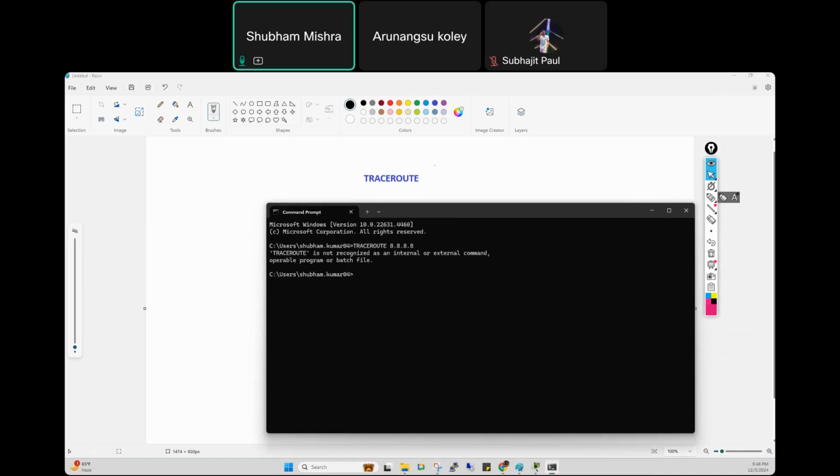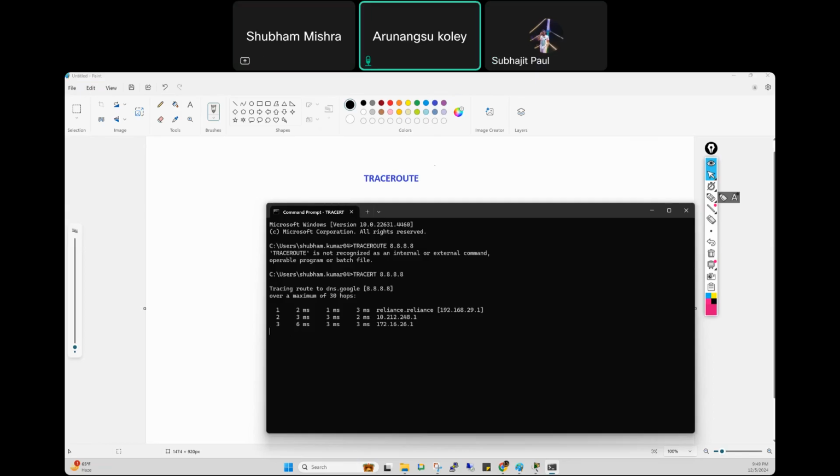It does not work on Windows. Are you sure? Maybe. Now I write tracert 8.8.8.8. Now I'm getting the output. That is the first difference you need to understand. On a Cisco device or router, you need to write traceroute. If you are using Windows, you need to write tracert. That is the difference. Clear?